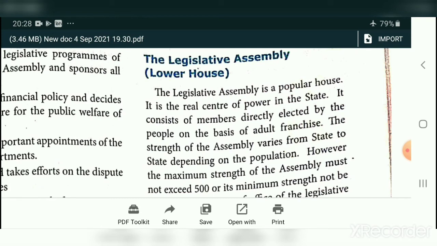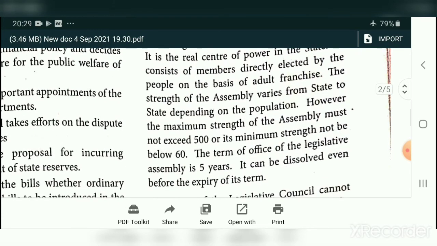What do you mean by adult franchise? Adult means those who attain the age of 18. Franchise means right to vote. Here, the members of the legislative assembly are elected by the people who attain the age of 18. The strength of the assembly varies from state to state depending upon the population. The current strength of the Tamil Nadu legislative assembly is 234. However, the maximum strength of the assembly must not exceed 500 and its minimum strength must not be below 60.